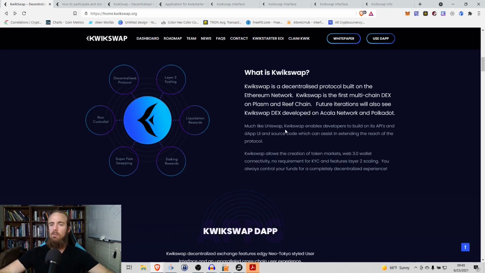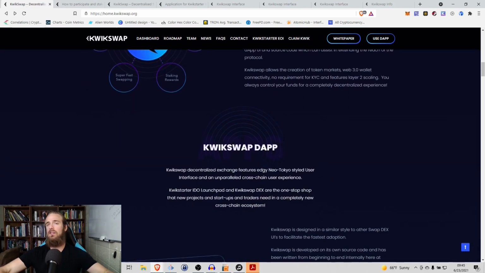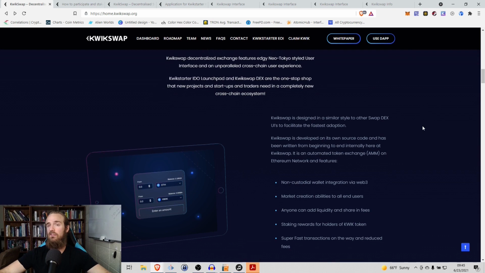As you can see, much like Uniswap, Kwikswap enables developers to build on its APIs and DApp UI and source code, which can assist in extending the reach of the protocol. So it's focused on interoperability, allowing people to build on it, to improve upon it, and to incorporate it into different protocols as well. Some of the distinguishing features here include a non-custodial wallet integration via Web3.